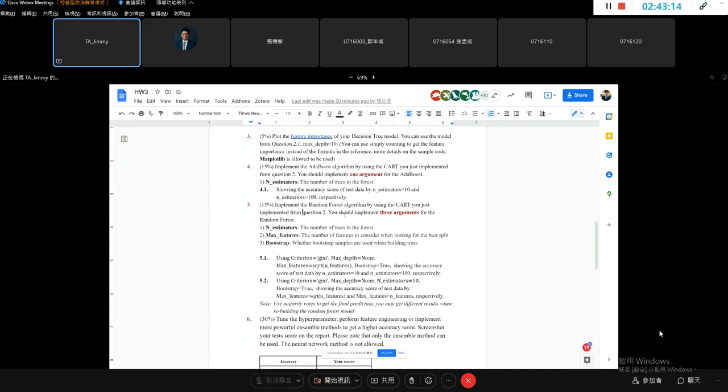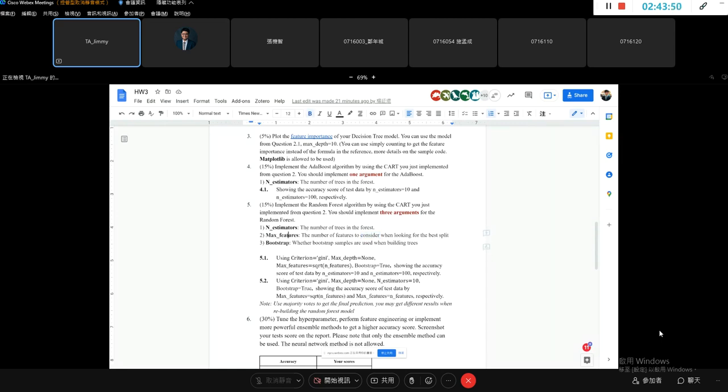And for the fifth question, you need to implement a random forest. In this algorithm, you need to implement 3 arguments. The first one will be n_estimators. You will need to define the number of trees to grow in your forest. The second argument will be max_features. It is the number of features to consider when looking for the best split. Just as mentioned, the data and the features used to grow a tree in the random forest are different in each tree.